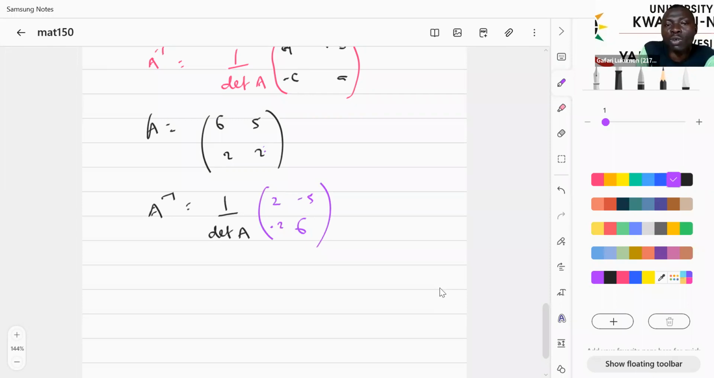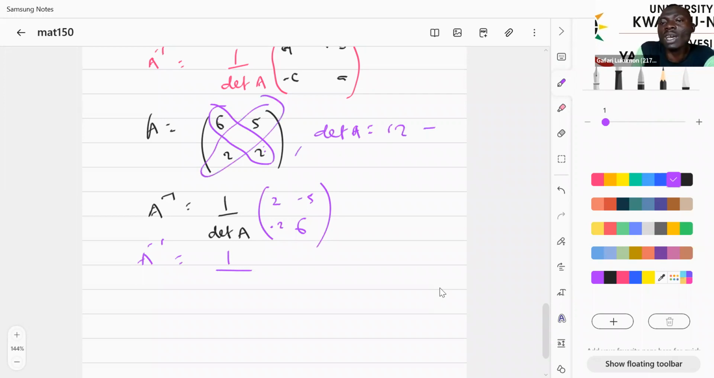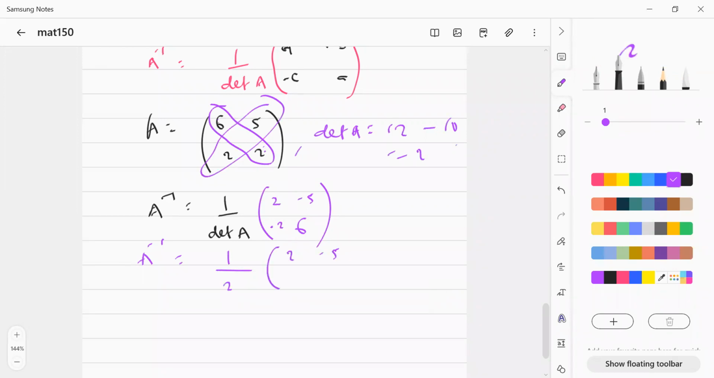Then your A inverse will now be what? Okay, let us find this determinant. The determinant of A will be what? Multiply the elements along the leading diagonal, 6 times 2. That will give me 12, minus the elements along the second diagonal, 5 times 2, which is 10. 12 minus 10 will give me 2. It means determinant of A is 2. Then you have 1 over 2 times the matrix 2, -5, -2, 6.